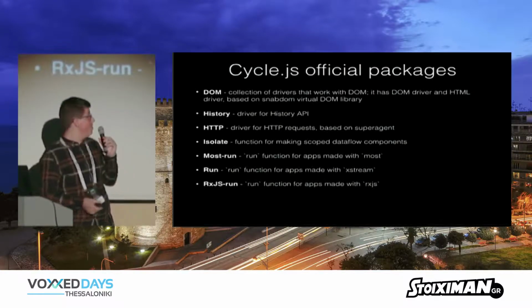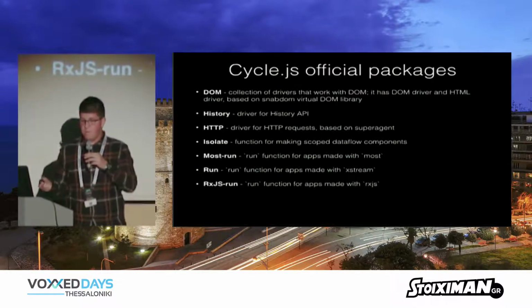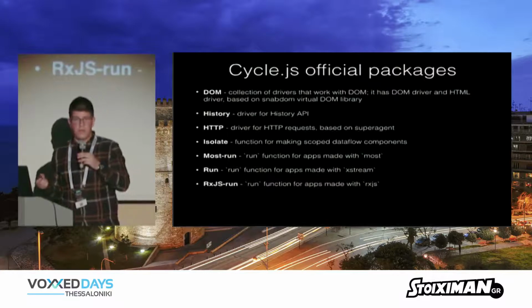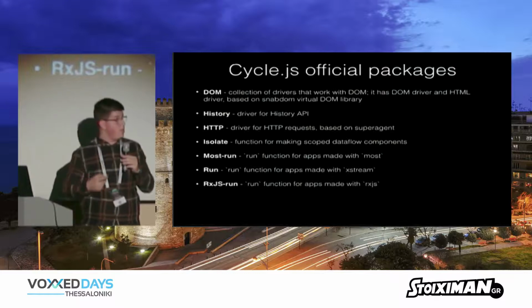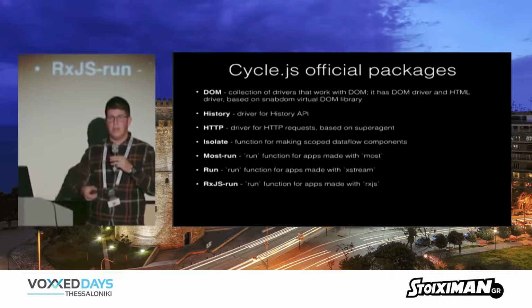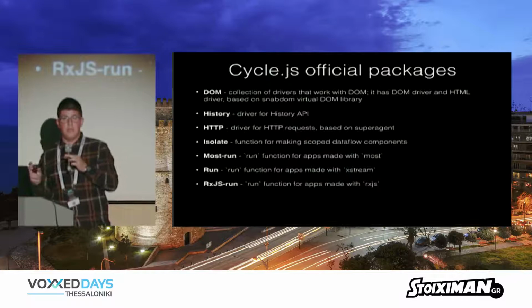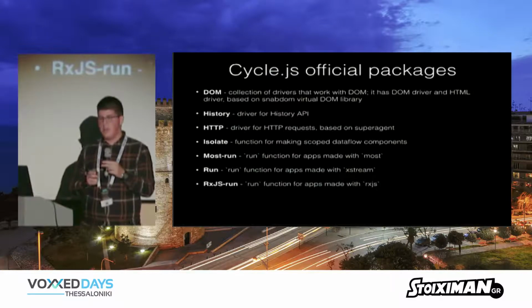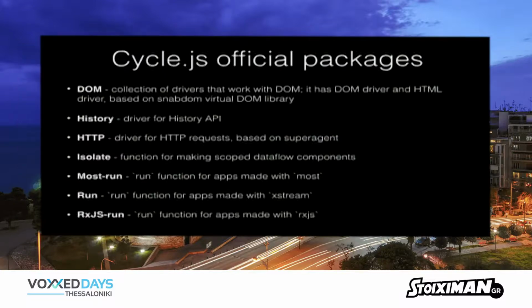It has three versions of the run function. One is run, that's the function for apps made with Xstream. Xstream, as you remember, is one of the libraries, and Xstream is made by the creator of cycle.js. So Xstream is natively supported in cycle.js. For using RxJS or Most.js, you need to use Most run or RxJS run, which is also very easy, as easy as using Xstream.